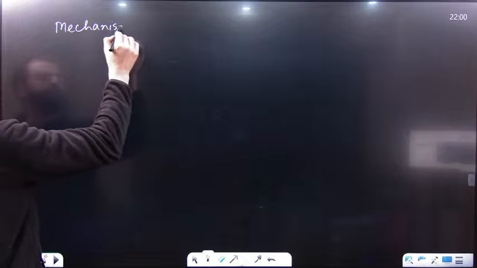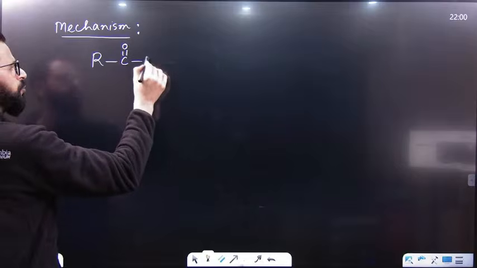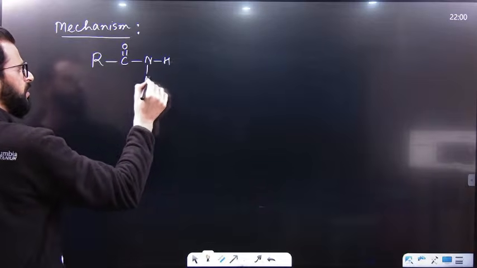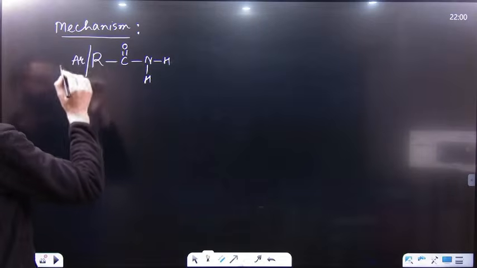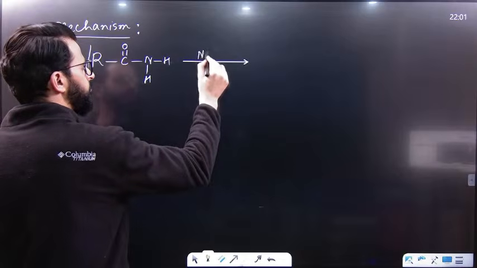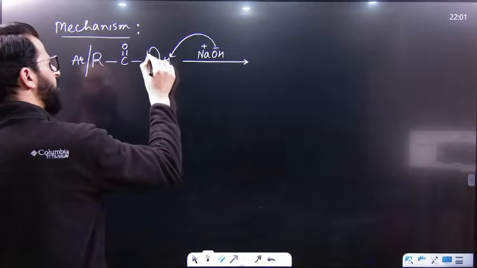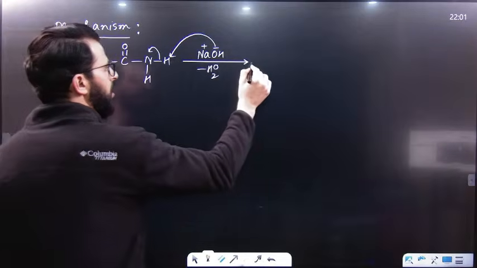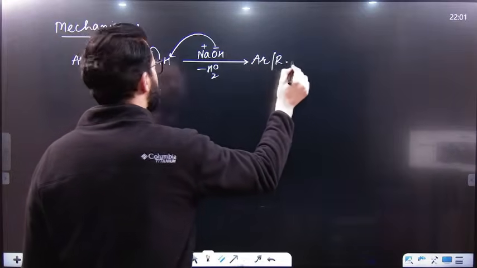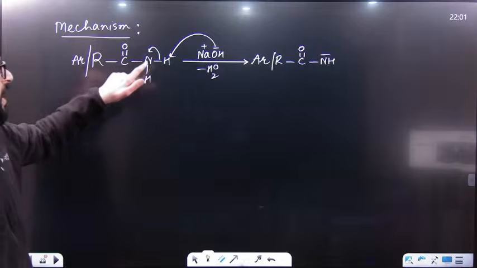Now, what is the mechanism of this reaction? As this is a very important reaction, you must know the mechanism once. If you have CONH2, an amide, whether aliphatic or aromatic, first of all a base, for example NaOH, will abstract this H from here, resulting in the formation of either aromatic or aliphatic C double bond O NH having a negative charge. So it will form an amide anion.